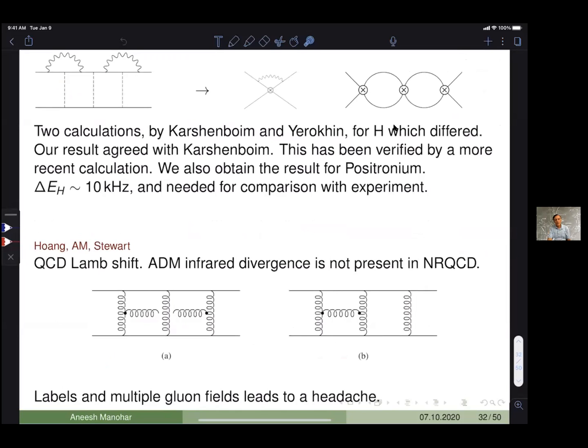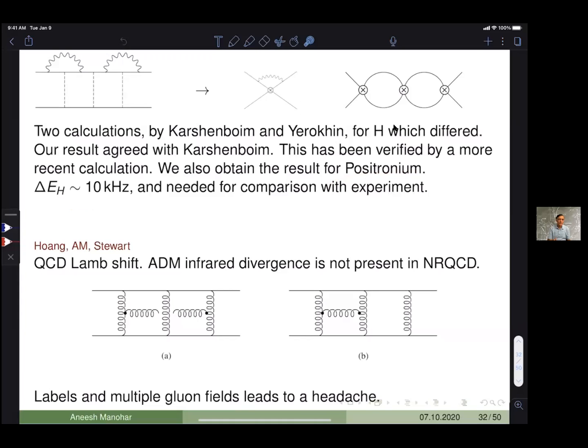And our method was also able to be applied to positronium because the renormalization group analysis didn't care whether we started with hydrogen or positronium. And this has not been done in the QED literature. And the correction we have is about 10 kilohertz to the Lamb shift, and that's relevant for comparison with experiment.